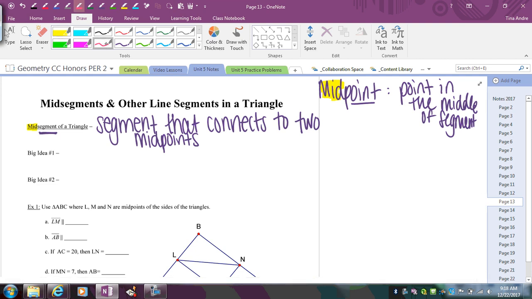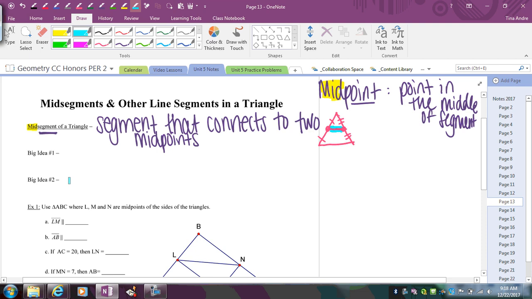So what that looks like, if you have a triangle, you would have a midpoint on one side, and then if you have a midpoint on the other side of the triangle, notice that these aren't necessarily the same distance as the other sides, but they're both midpoints. So if you have two midpoints, this segment right here is called the mid-segment, because it's connecting two midpoints.